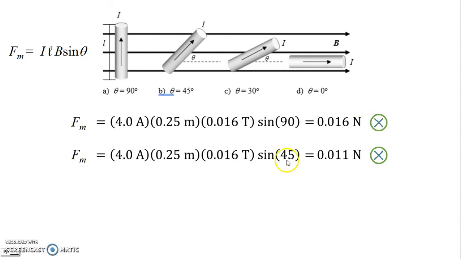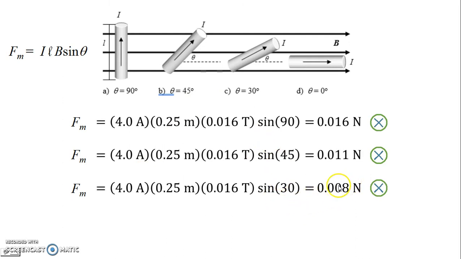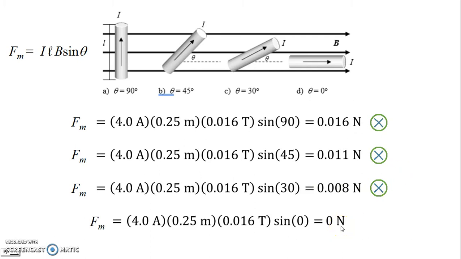For letter B, all we do is change the angle. We get 0.011 newtons, and now the charge is moving to the top right corner of your page. The field is still to the right, and so your thumb is still pointing into the page. We change the angle to 30 degrees. We're getting 0.008 newtons, but again, our thumb is pointing into the page. We do the right-hand rule, and lastly, we should be getting 0 newtons.